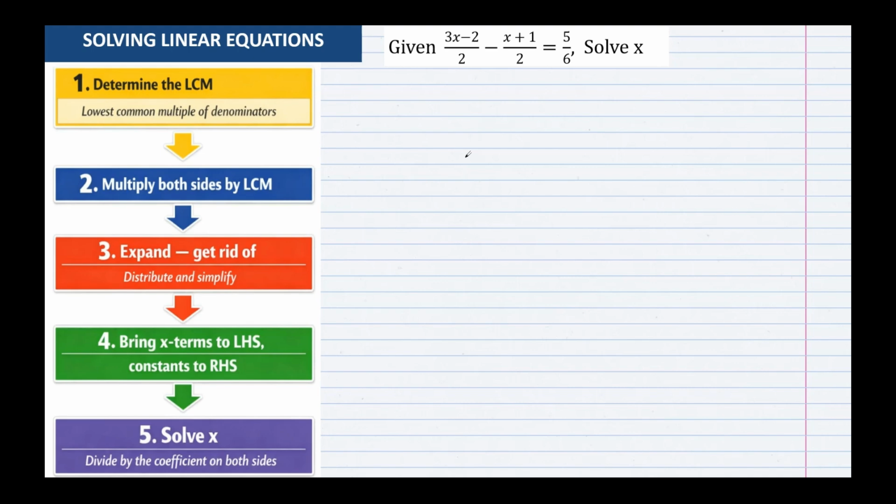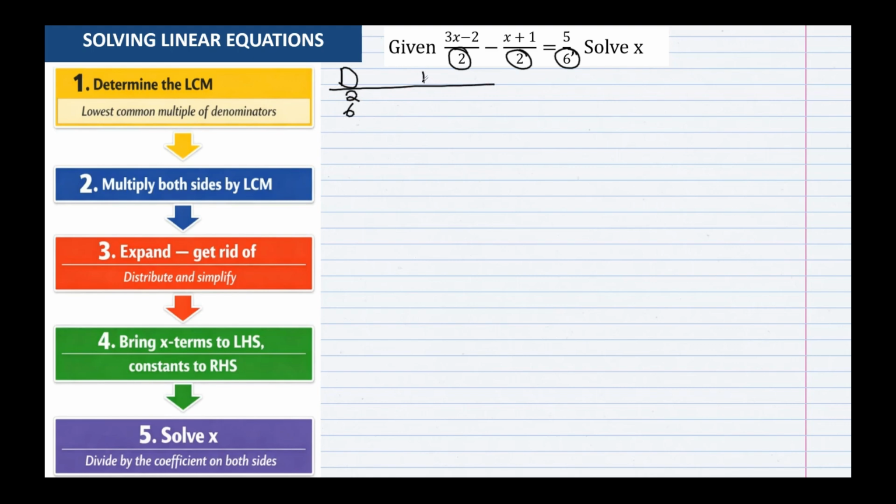So the first step is to determine the LCM. And how you do it, you write down your denominators. So our denominators are 2, 2, and 6. So we write them down. We don't have to write the 2 twice, we just write it once, and 6. And then for each of these denominators, so our 2 and our 6, we write down their multiples.